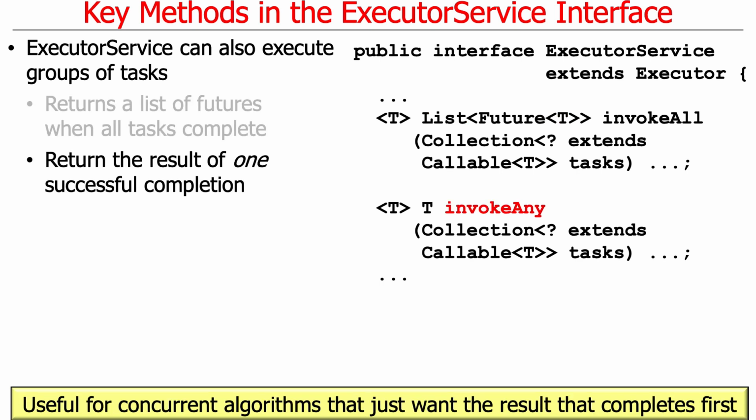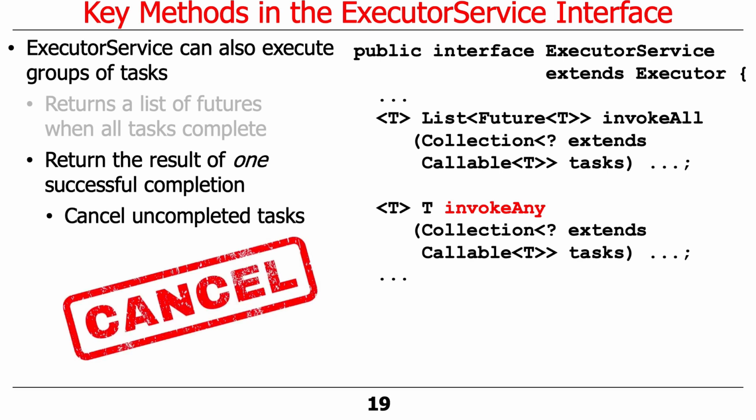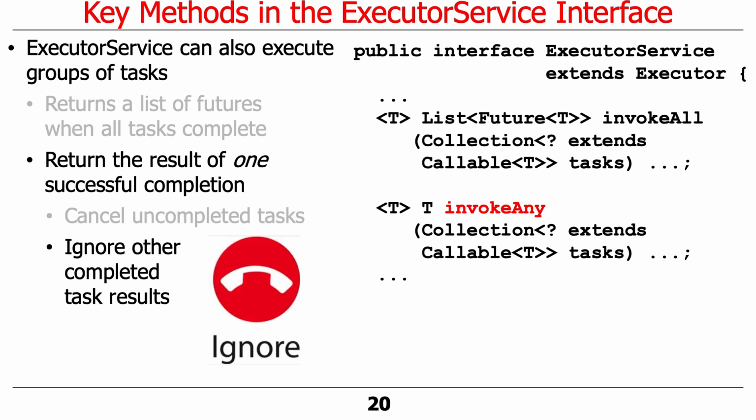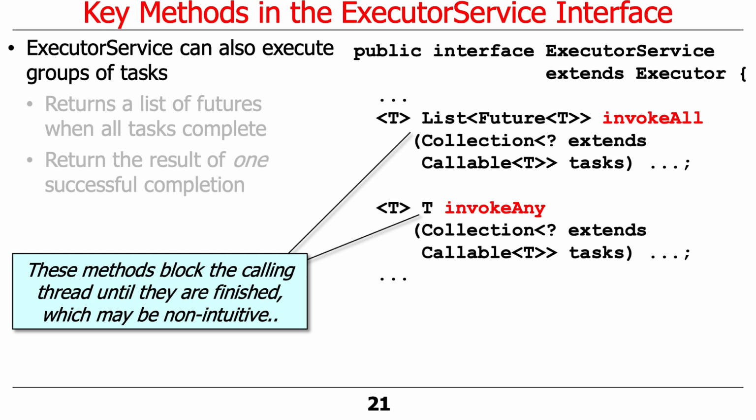Invoke any will return the result of the first task in the collection that completed. And it's useful for concurrent algorithms that just want the first result. So imagine you're searching things in parallel in a database and you just care about having a result. You don't really care which result it is. It will cancel any tasks that haven't completed. So once you get a result back, it cancels everything else. If any other results finish before we cancel them, they're just ignored, and only one result is given back.